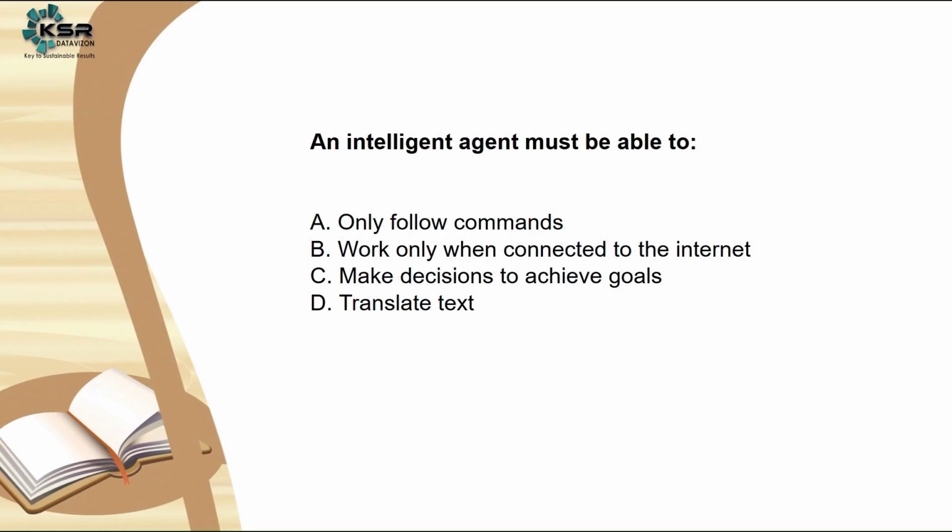So option C is make decisions to achieve goals. We had a goal in our use case to answer the user, and it has taken a decision whether to direct to the sales department or the service department, right? So option C is the right answer based on our understanding throughout the session.